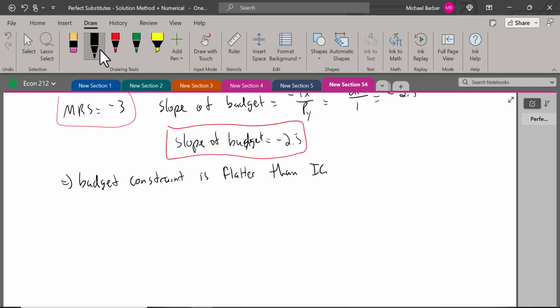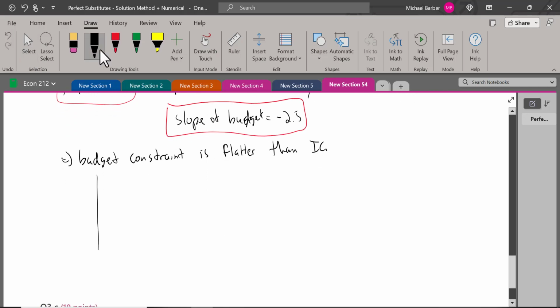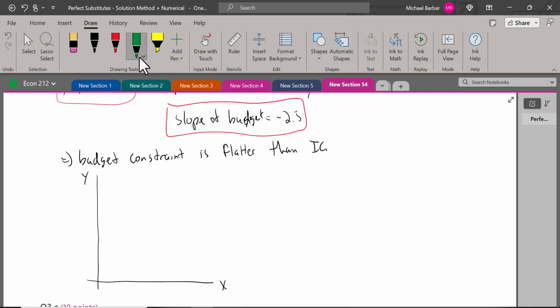If we wanted to draw what this looks like, here's good y and here's good x. X is the concentrated soap, right? Our budget constraint, I think I've been drawing it in green. If we have $10 and the price of good y is $1, we could buy 10 of them. The price of concentrated soap is $2.50, so with our $10 we could buy 4 of them.